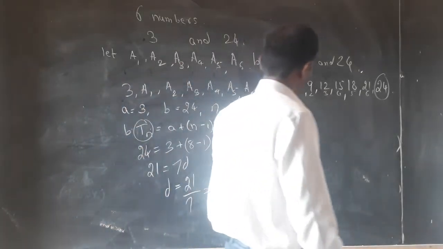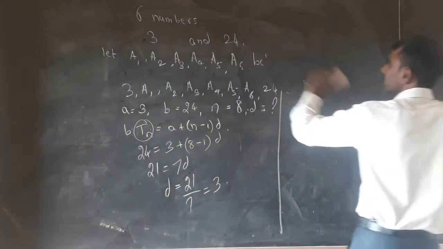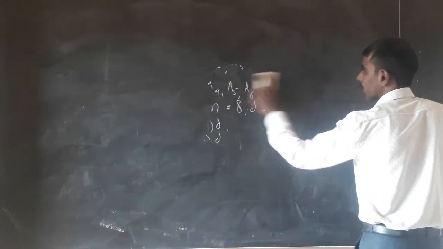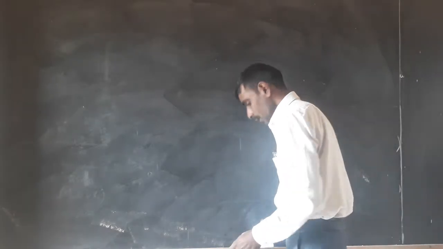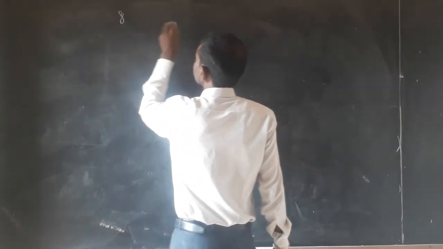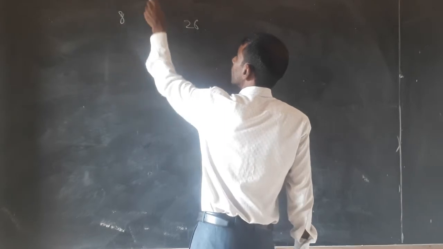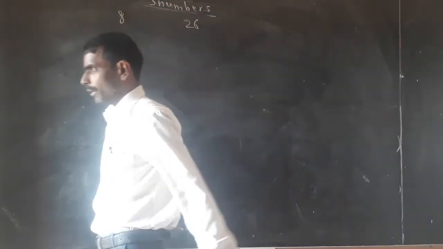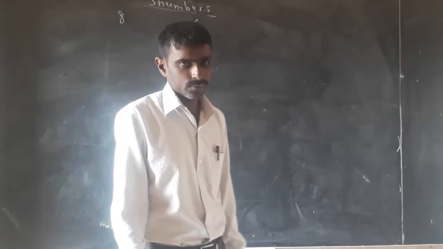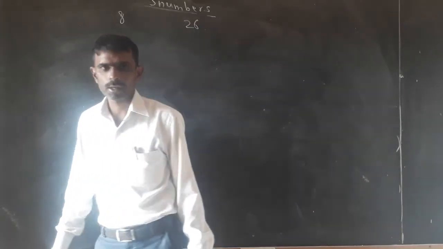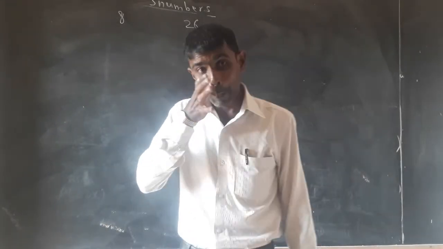So as another example, we shall see another example here. Insert 5 numbers between 8 and 26 such that they form an arithmetic progression.